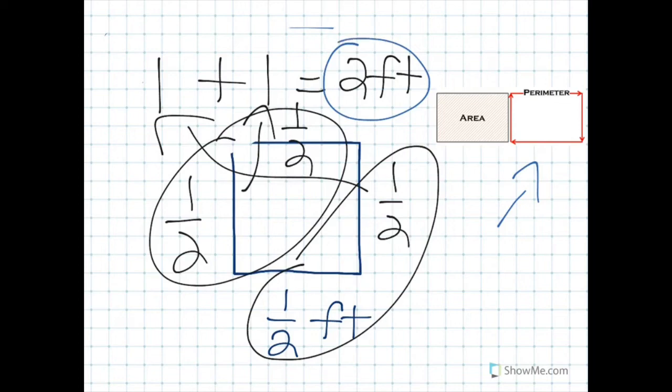So make sure when we're finding perimeter, we find the distance around the outside of any polygon. So it's distance around. Area, which I will go over later, is what's inside the square. But we don't have to worry about that now. We'll worry about that when it comes along.